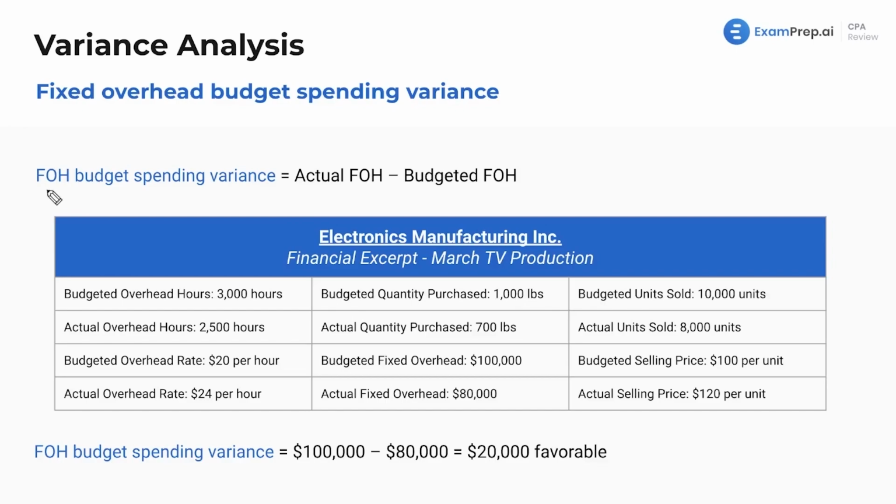The fixed overhead budget spending variance is actual fixed overhead minus budgeted fixed overhead. And let's think about that for a second. Why is that? Well, it's fixed. It's not going to vary depending on how many units are made. And we're just straight provided with those numbers: budgeted fixed overhead, actual fixed overhead.